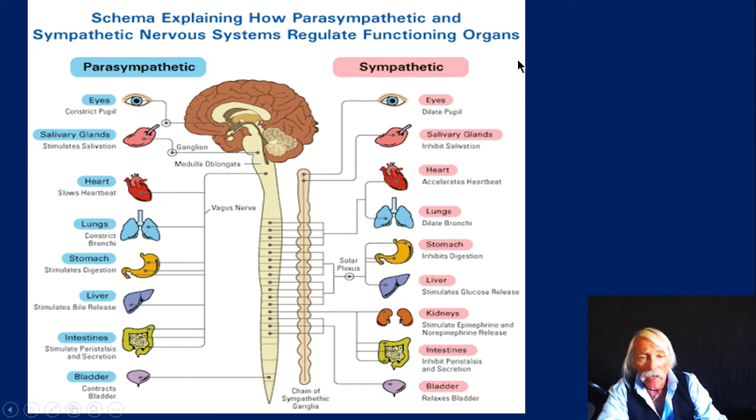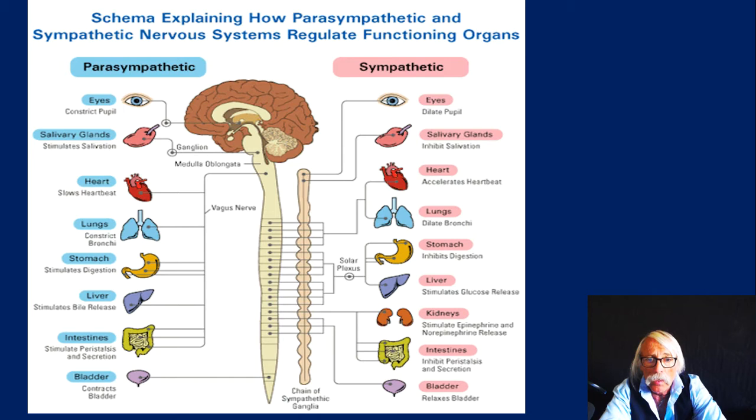Here is this slide I got. I don't remember where it was, probably some textbook I used years ago. Scheme explaining how the parasympathetic and sympathetic nervous systems regulate functioning organs. Let's take a look at the parasympathetic. Okay, it's involved in constricting the pupil, salivary glands, slows heartbeat, it affects lungs, it affects the stomach, the liver, the intestines, and the bladder.